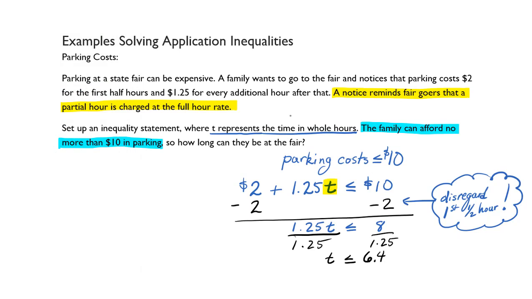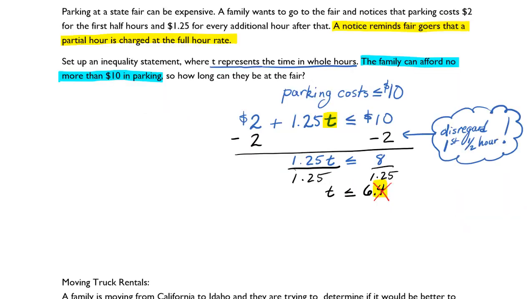Now, remember from way back up here in the highlighted yellow part, a partial hour will be charged as a whole hour, so we have to throw that out based on the context of our question. So we can stay at the fair a maximum of 6 hours after the first 30 minutes. Let's go ahead and check our math. We are assuming that 6 hours is the maximum number of hours we can stay at the fair after the first 30 minutes. So I'm just going to double check my math.